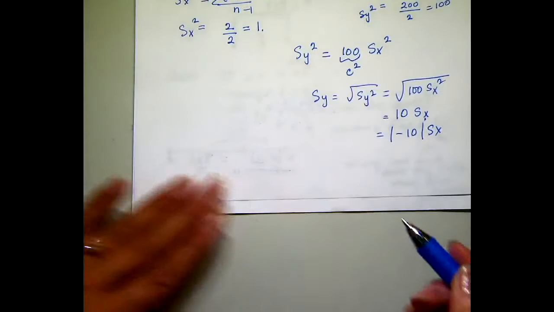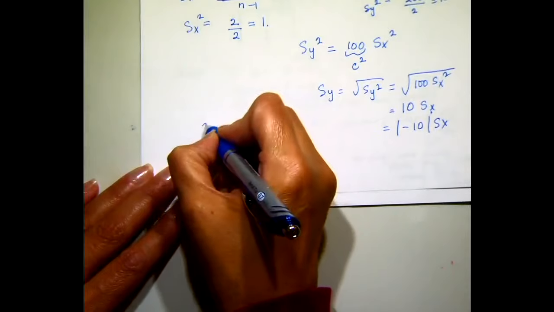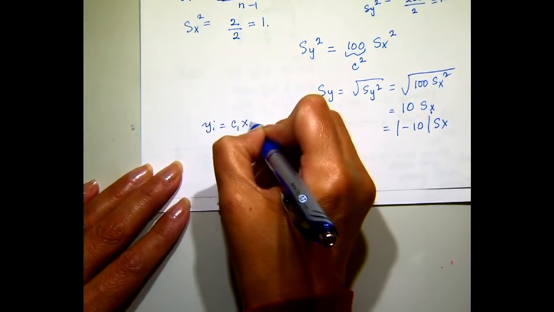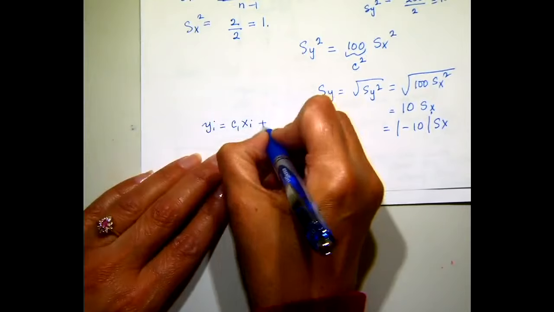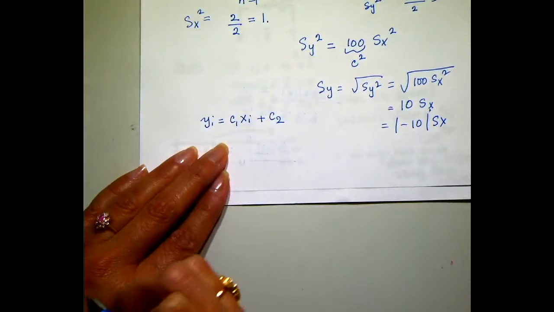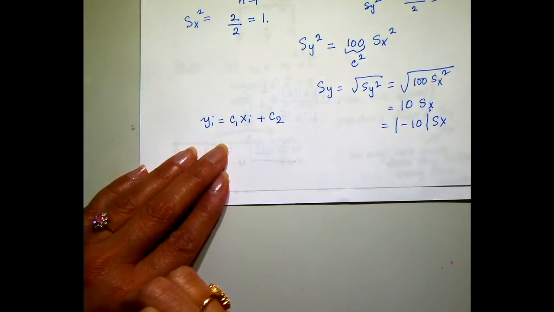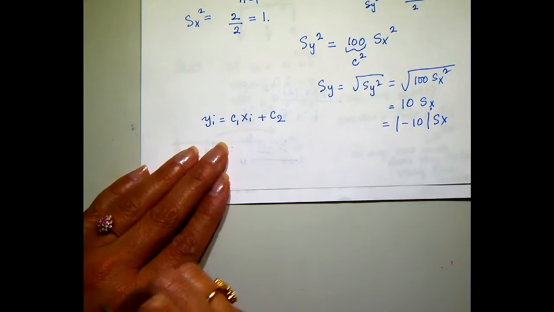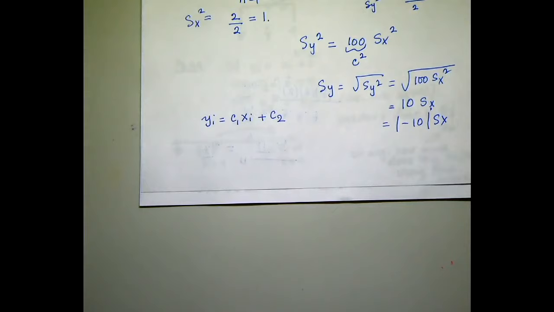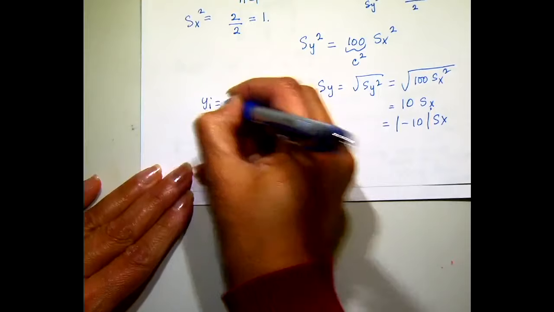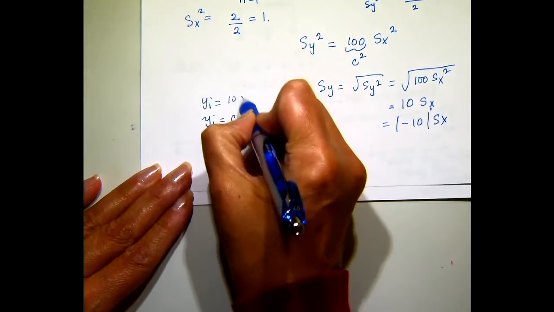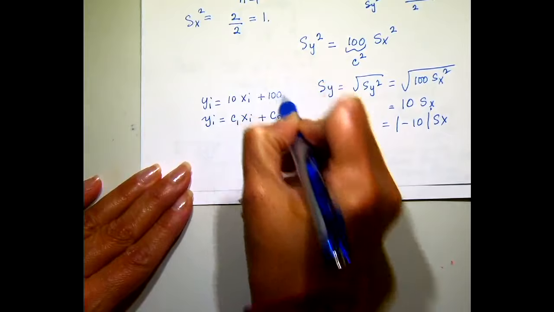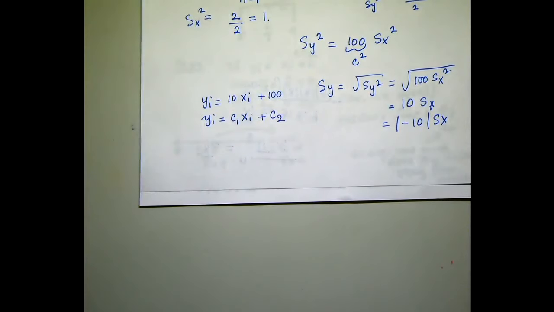Okay, and the third rule would say this: if y_i is equal to c1 x_i plus c2, what do you think happens to the mean and what do you think happens to the standard deviation? The mean we talked about last week, right? Tell me the rule again. What happens to the mean? Should I put numbers in? y_i equals, let's say, 10 times x_i plus 100. Can you tell me what the rule would be for the mean?